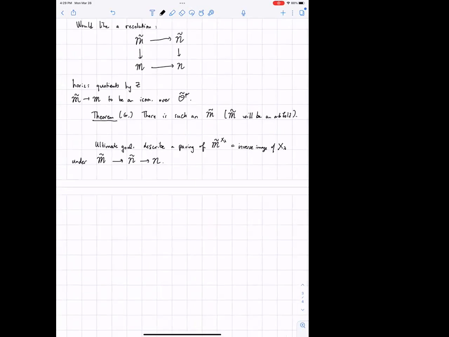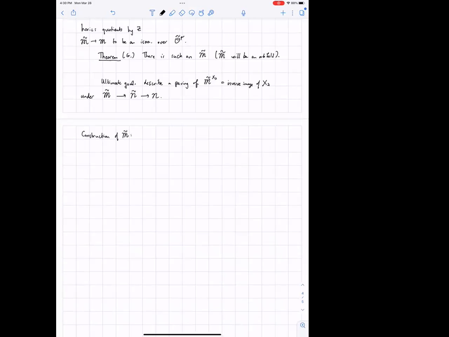So let me explain how you construct M tilde. Let me just draw a couple of pictures here. Basically I'll just explain this rather quickly. Let me just draw some pictures in type A. So U will be the upper triangular matrices. I want to look at the part that's sitting right above the diagonal.